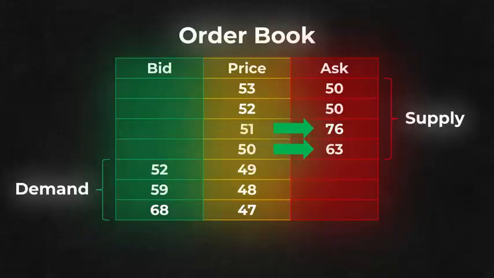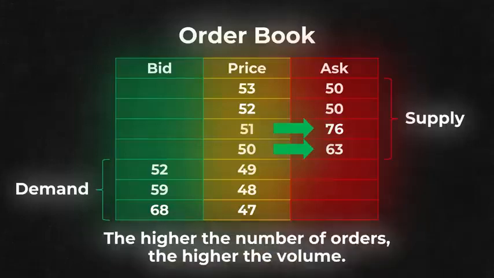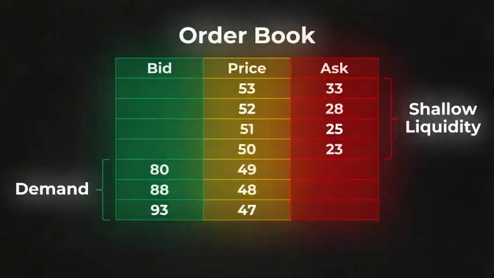The same logic works on the way down, of course. For price to go down, sellers must attack demand on the way down. The important point here is that the higher the number of orders, the higher the volume. Here's one important detail. Notice that when liquidity is shallow, meaning a small number of orders at each price level, it's easy to attack this liquidity. For example, if there is shallow liquidity across the ask column, it's easy for buyers to attack the supply.